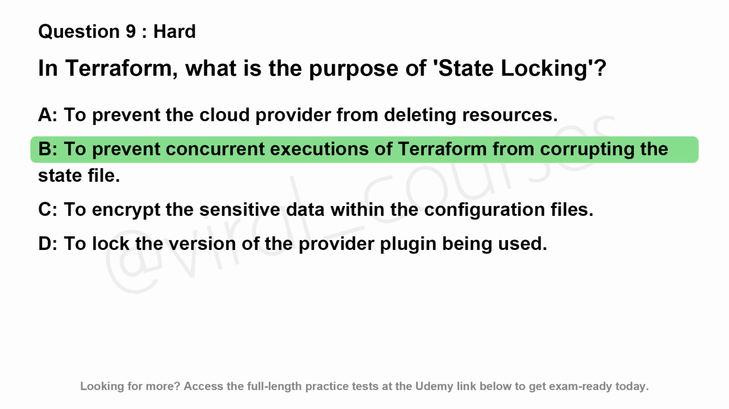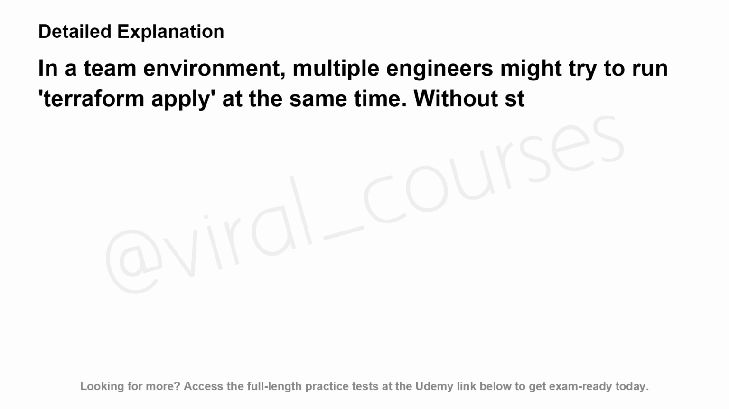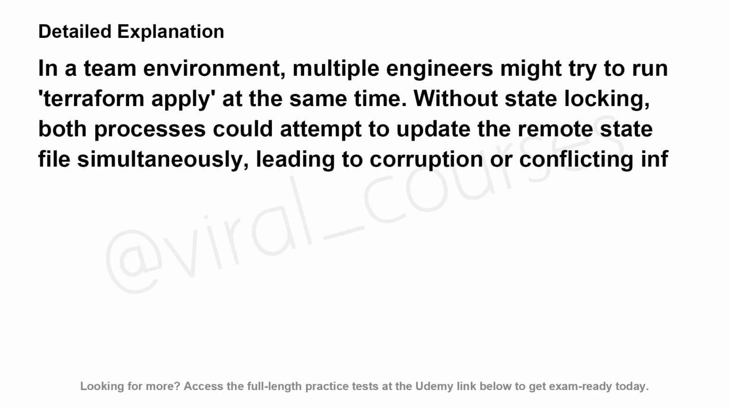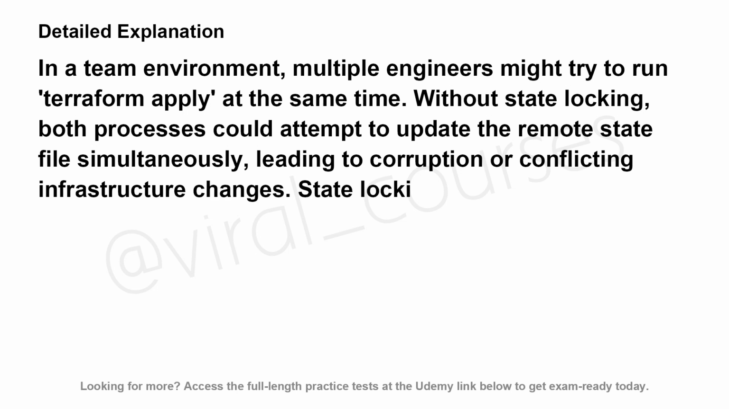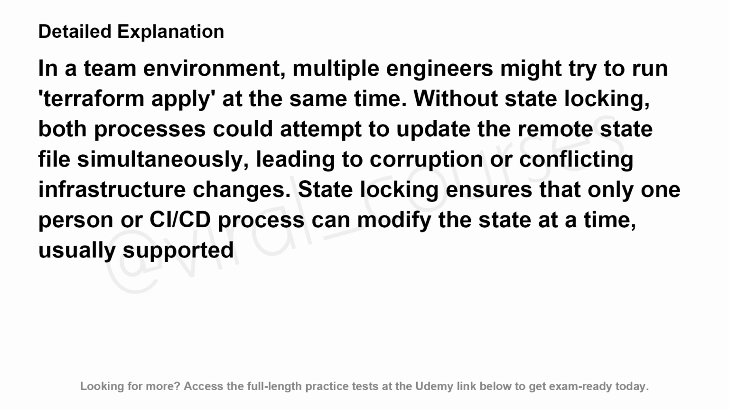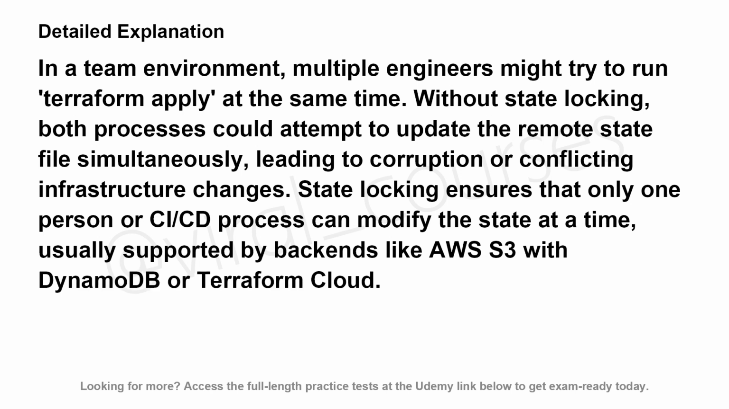The correct answer is B. In a team environment, multiple engineers might try to run terraform apply at the same time. Without state locking, both processes could attempt to update the remote state file simultaneously, leading to corruption or conflicting infrastructure changes. State locking ensures that only one person or CD process can modify the state at a time. Usually supported by backends like AWS S3 with DynamoDB or Terraform Cloud.